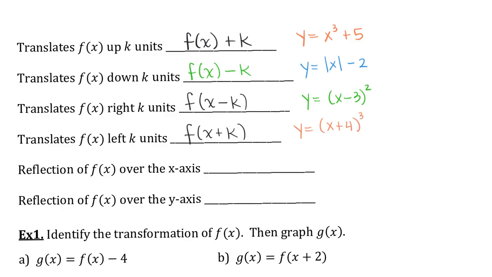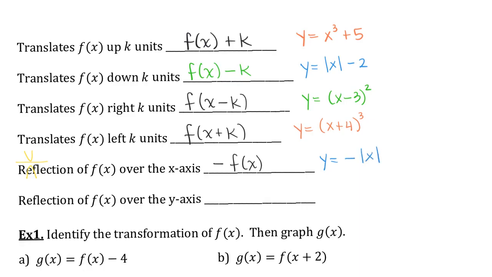Okay, now what if I want to reflect it over the x-axis, which means if it was going like this, I want it to flip down like this. This is my x-axis. I want to change the y values from positive to negative, so I put a negative in front of the graph. Okay, so let's go back to absolute value. If I wanted to flip over the x-axis, I put a negative in front of the function.